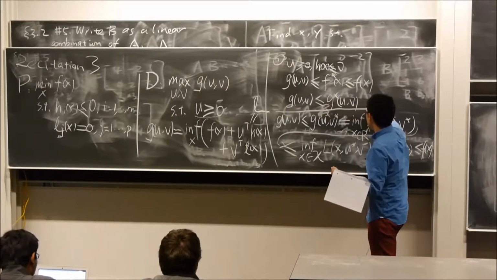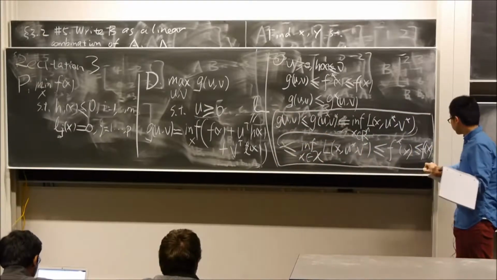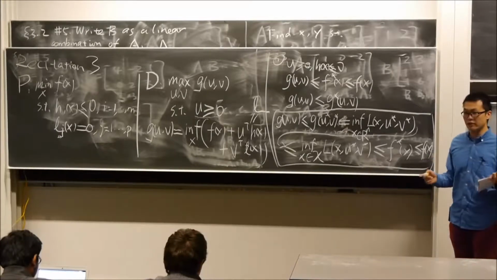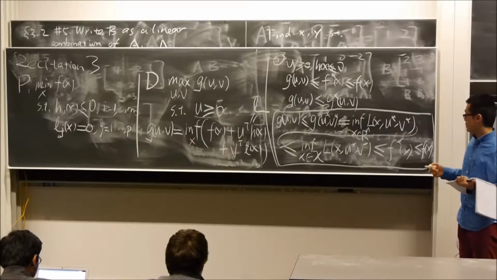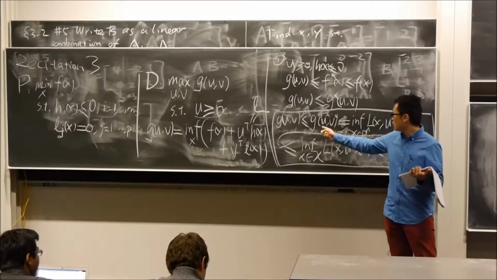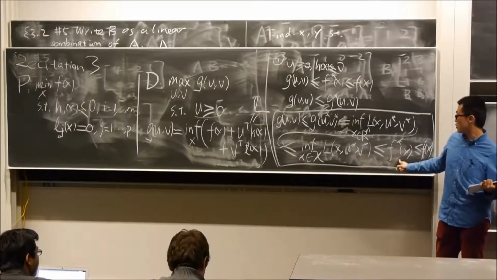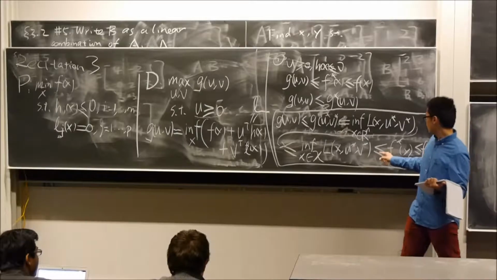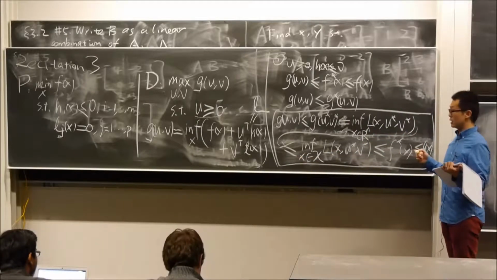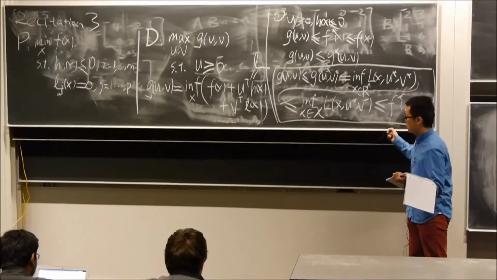What I claim is that this chain of inequalities, informally, captures all we need to understand for duality theory. Suppose we have strong duality. That means the dual optimal value is exactly the same as the primal optimal value. Then we need these inequalities to be exactly equalities. Does that make sense? Okay.